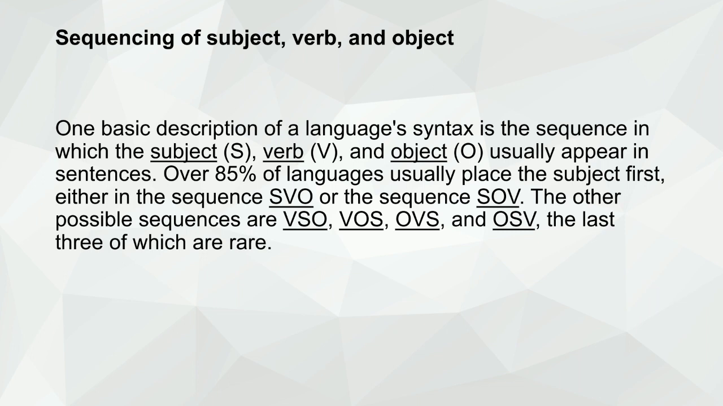Either in the sequence SVO or the sequence SOV. The other possible sequences are VSO, VOS, OVS, and OSV, the last 3 of which are rare. إذا بالنسبة لل 3 اللي شفنا دابا الword order ولا ترتيب يعني subject الverb and object في بعض اللغات فهو يعني قليل، فبعض المرات كتلقاه في شي لغات يعني for example تقدر تلقاه في يعني في الجورجيان language يعني جورجيا and so on.